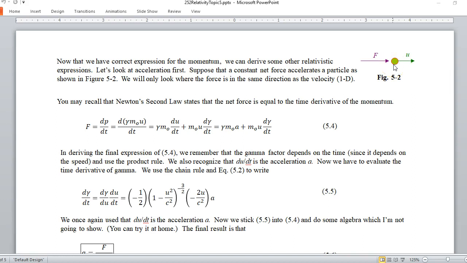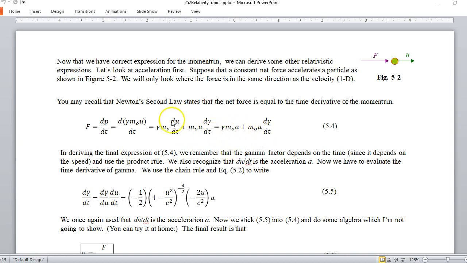Well, you've had physics 1, some mechanics. Newton's second law would say that net force is the change in the particle's momentum. So what you see happening in this equation right here, this 5.4, is we're putting in the relativistic expression for momentum. Then when we take the time derivative, we've got to remember that gamma also depends on time, not just the velocity, because gamma has the speed in it. So we end up doing a product rule and end up writing this equation right here.